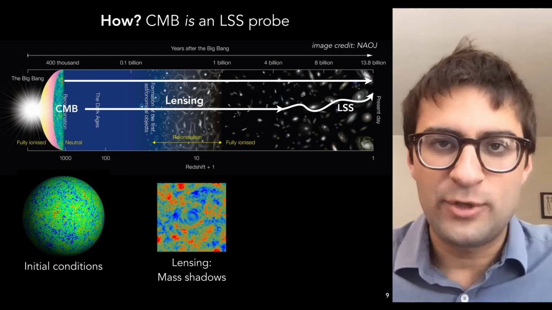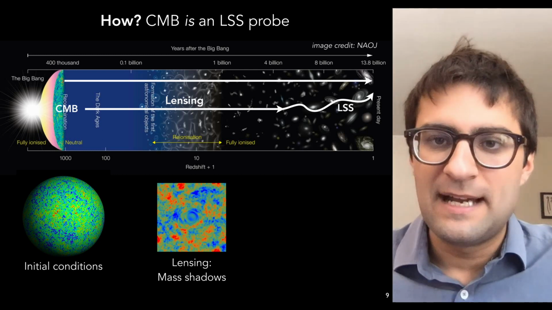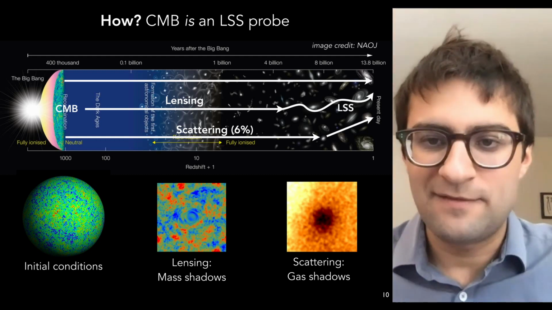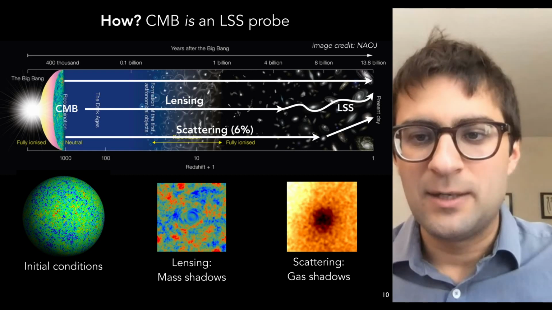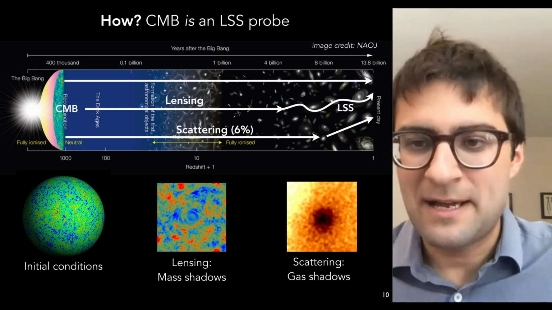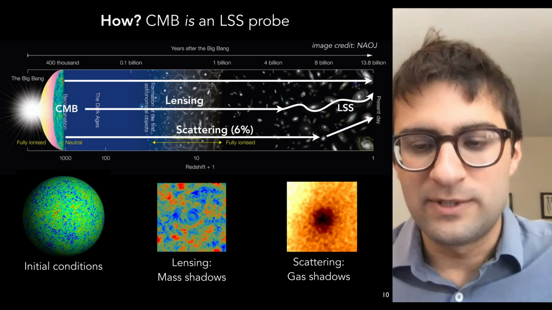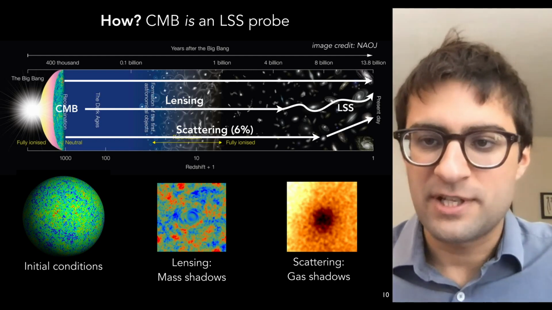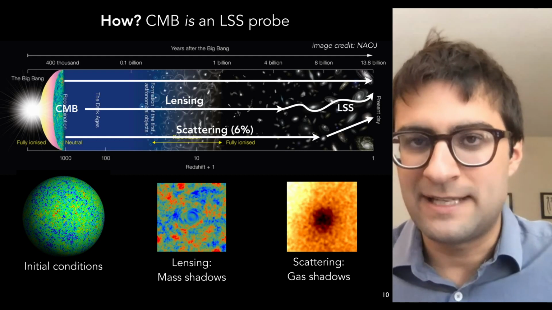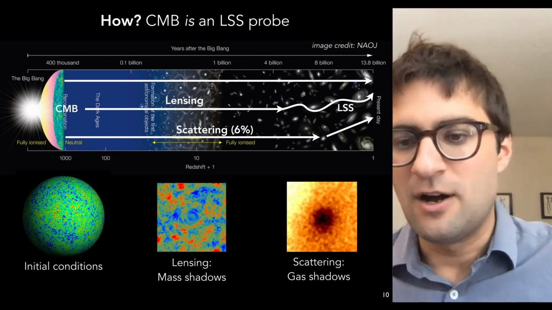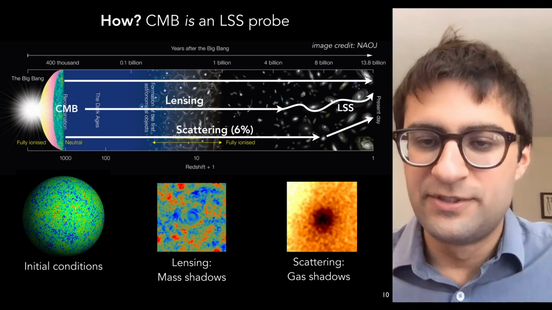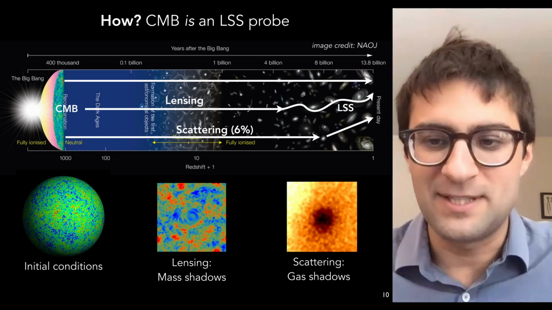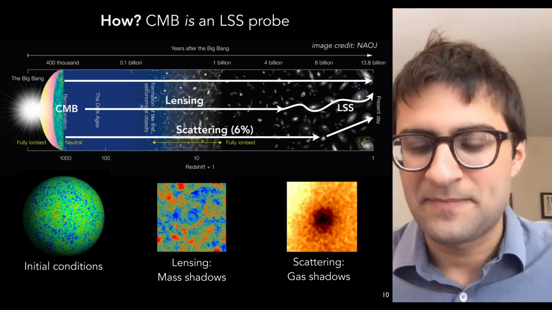Another key type of imprints of the large-scale structure on the CMB has to do with scattering. So as CMB photons travel towards us, about 5 to 6% of them will hit a free electron in plasma or hot gas around galaxies, and this will deflect their trajectories. What this does is it imprints yet another property of the large-scale structure, no longer the mass, but the gas density or the gas thermodynamics onto the CMB. And so those Thomson scattering effects imprint another type of shadows into the CMB, shadows of the gas.